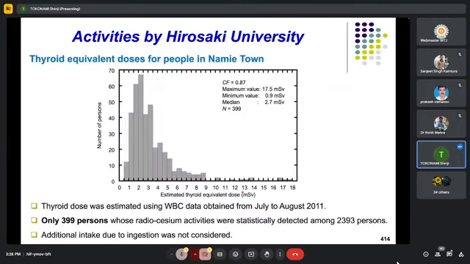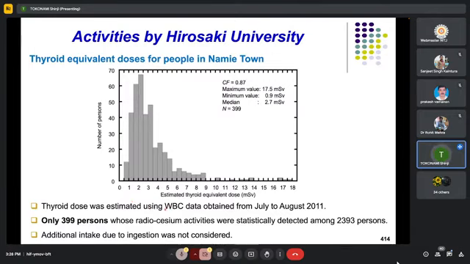Here is the result. The maximum value is 18 millisievert. Minimal value is 0.9. The median value is 2.7. It's quite similar to our previous study.